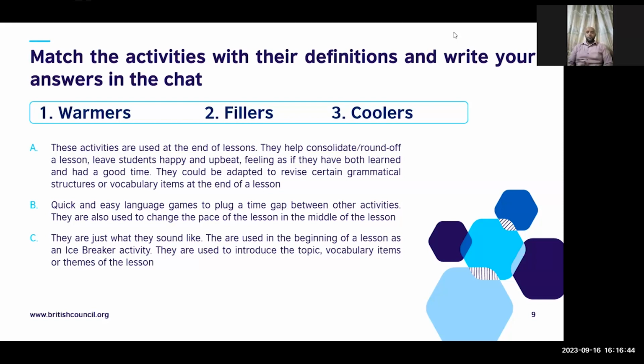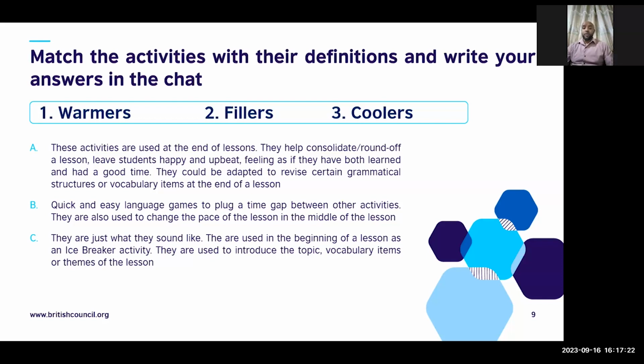Okay, so what are warmers? These activities are very useful to have an upbeat and happy classroom. They could be adapted to revise certain grammatical structures. They could also be used to consolidate the topic of the lesson at the end of the lesson, so that the students will leave the class with some understanding. And we teachers could also use these activities to check our learners' understanding of the day's lesson.